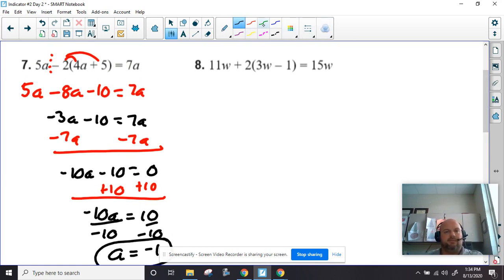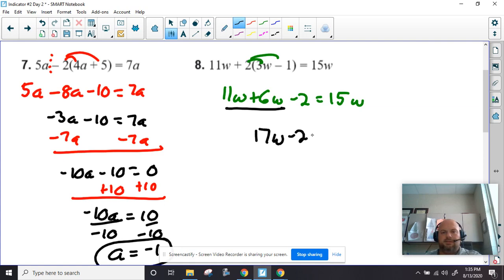And some of these problems are looking a little bit bigger. They almost look like a catfish date. I say that because they're not what they appear to be. 11w, 2 times 3 is 6w, minus 2, 15w. All right. Now I'm going to combine like terms. This is going to be 17w minus 2 equals 15.